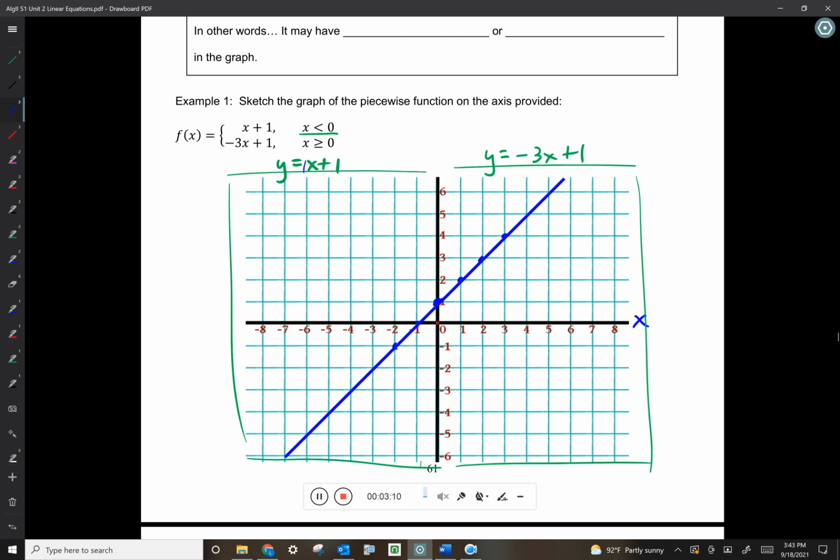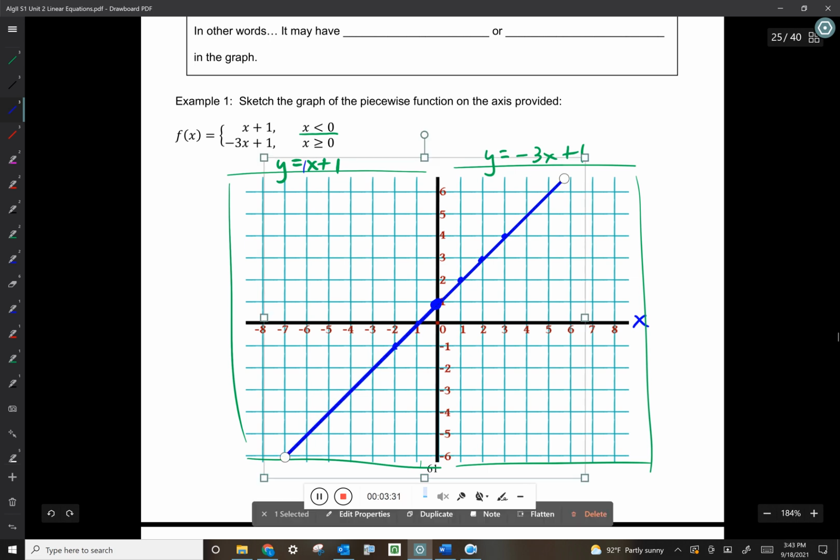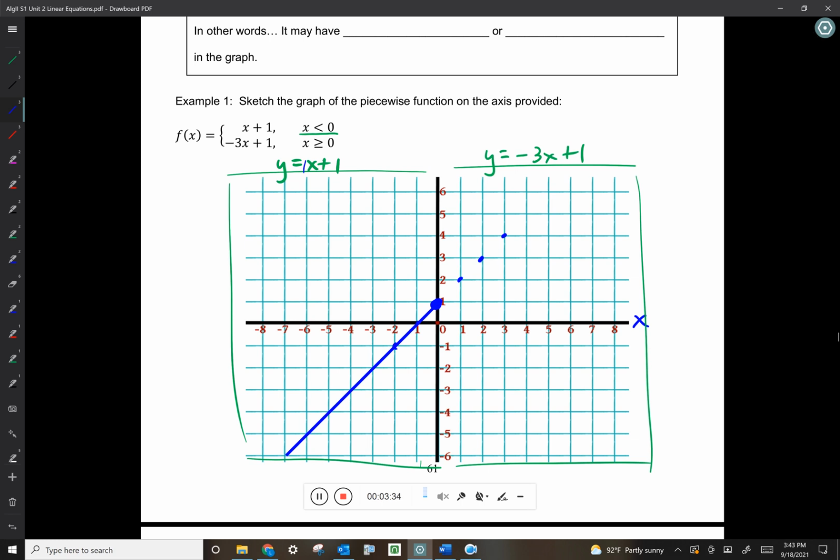Well, I don't want the entire line, right? Remember we said we only want the part that is over here on the left of the y-axis. So that means the only part of this line that I want to keep is going to be from right here on the y-axis, and then I'm going to keep it all the way over this direction, right? So I'm going to erase the other side. I don't want the other side. I only want the part that is to the left of the y-axis. Okay, so this is the y equals x plus 1.